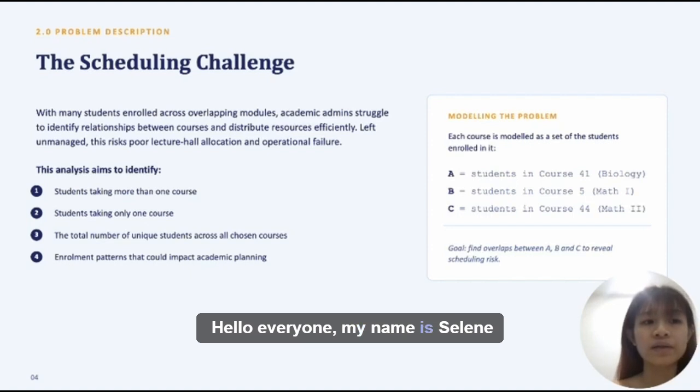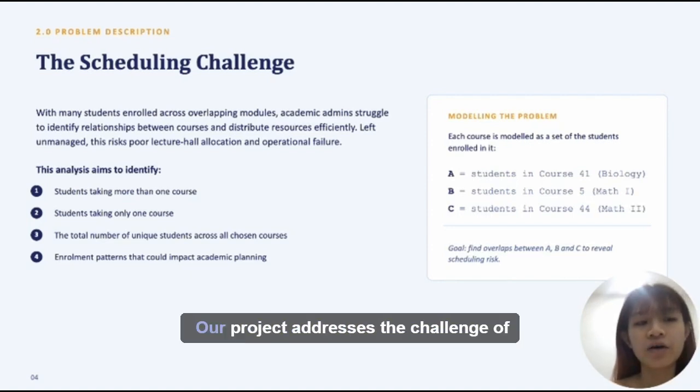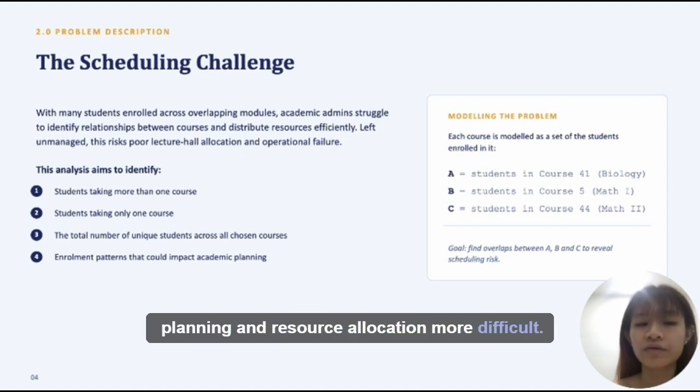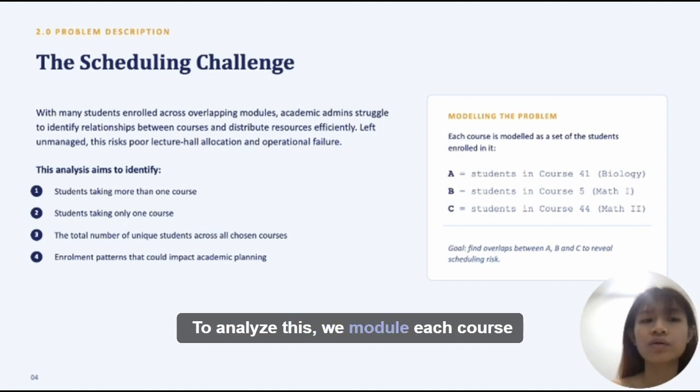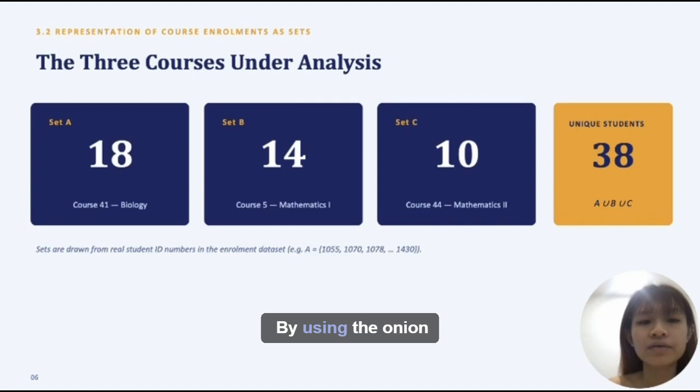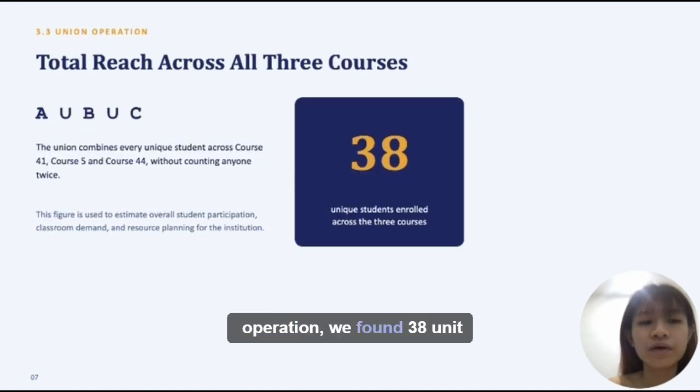Hello everyone, my name is Celine and I handle the data analysis and set operations. Our project addresses the challenge of managing students enrolled in multiple courses, which can make timetable planning and resource allocation more difficult. To analyze this, we model each course as a set of students: course A with 18 students, course B with 14 students, and course C with 10 students. By using the union operation, we found 38 unique students enrolled across all three courses.